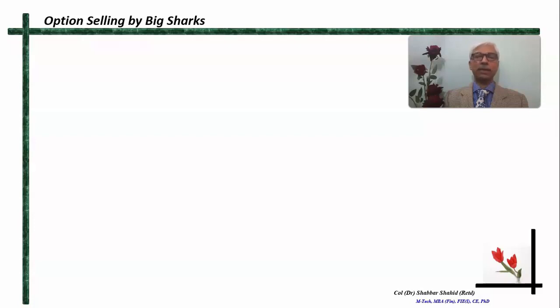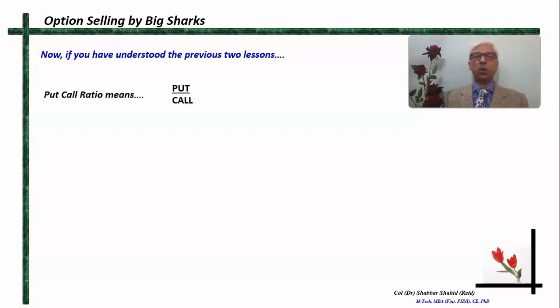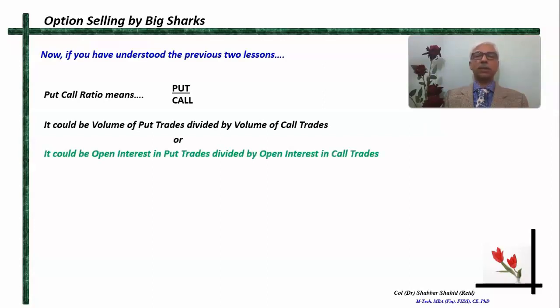A slightly complicated subject. So if you have understood the previous two lessons, we shall now talk about the put call ratio. What is it? It is just the put option trades divided by the call option trades. Now it could be based on volume, that is the volume of put trades divided by the volume of call trades in a given period of time, or it could be based on open interest. That means the open interest in put trades divided by the open interest in call trades at that moment of time. Slightly complicated.